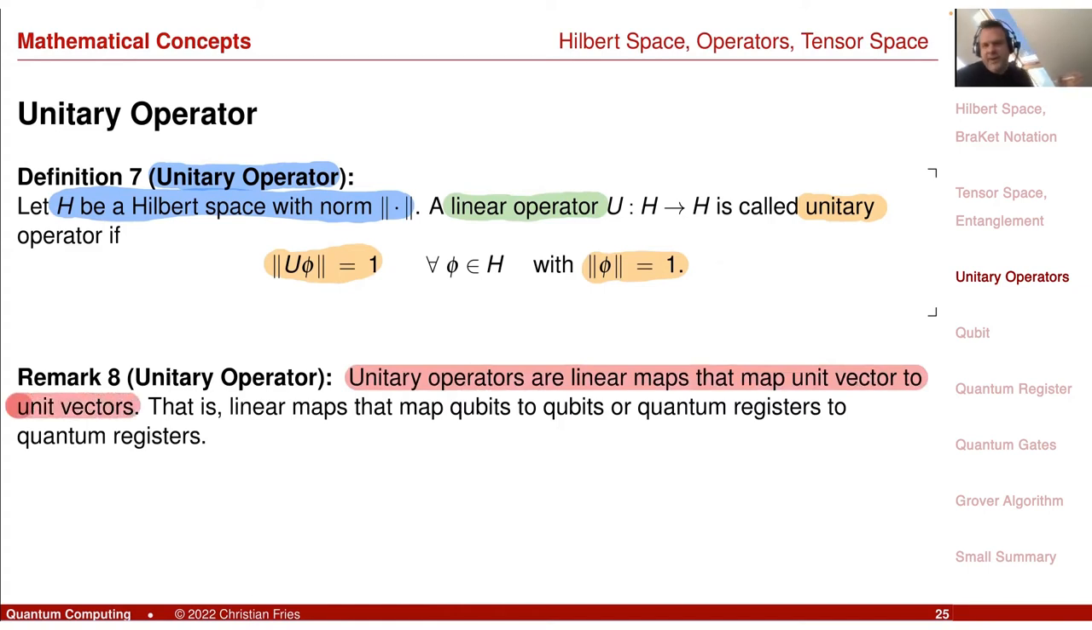And why is that important for us? Okay, we see that the qubit is a unit vector from the two-dimensional space. The quantum register is a tensor product of such unit vectors, and hence it is also a unit vector. So a quantum register is a unit vector. So unitary operators preserve this property. They map quantum registers to quantum registers. So this is the operation that we can make on the quantum register. Okay, so maybe that's a bit disappointing. We can only make linear operations here, but the advantage is that the space is so large.